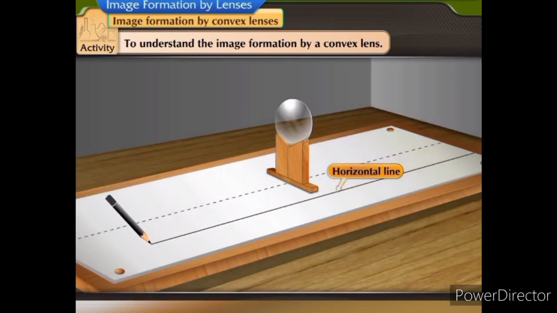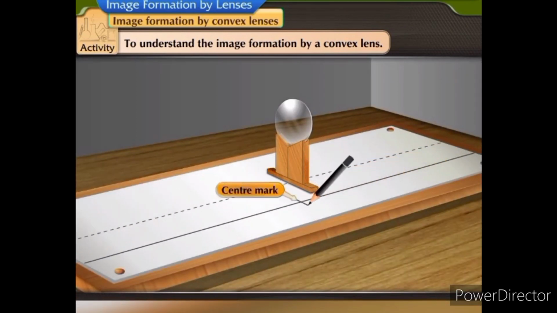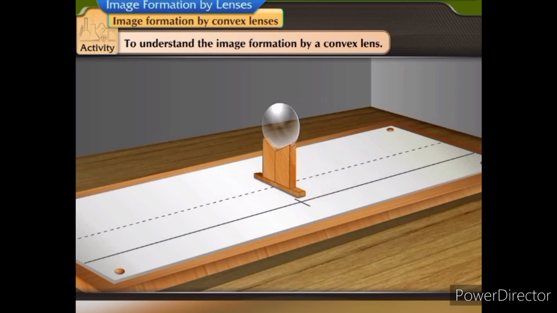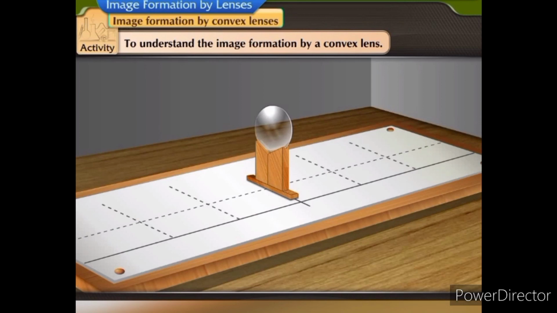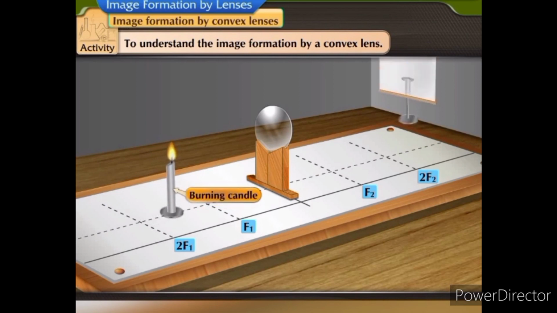Draw a horizontal line on the table. Mark the center. Place the lens stand with lens at the center mark. Mark points at distances f and 2f on both the sides of the lens. Label these marks as 2f1, f1, f2 and 2f2 respectively. Take a burning candle. Place the burning candle at different positions relative to the lens. Place the screen on the opposite side of the lens.